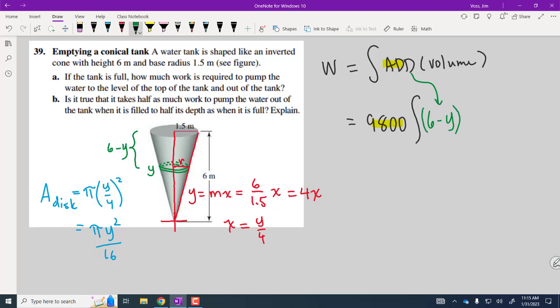And now we have to put in the volume of a slice, a representative slice. Volume is the area of the cross-section multiplied by the thickness. So the area of our cross-section, pi y squared over 16, multiplied by its thickness, which we're going to say is dy. And this is going to go from 0 up to 6, since it's full. And that'll be our setup.